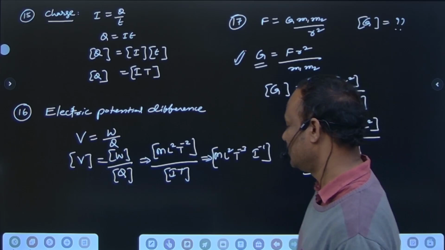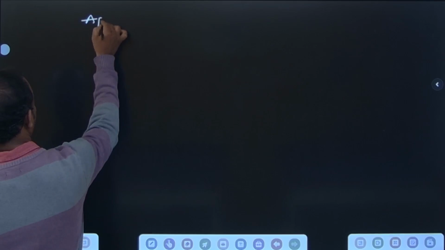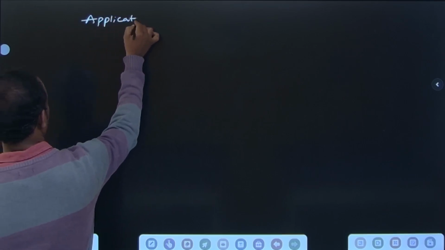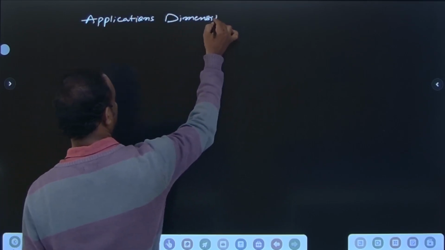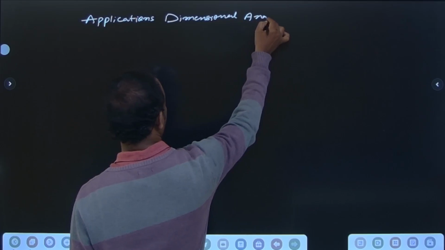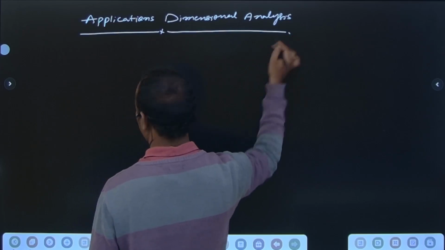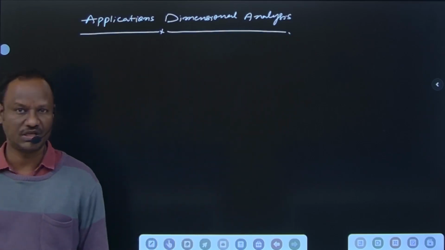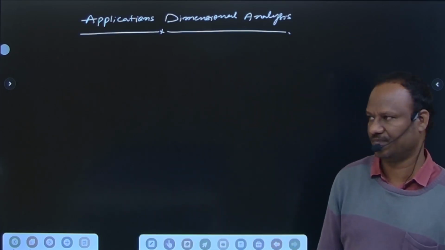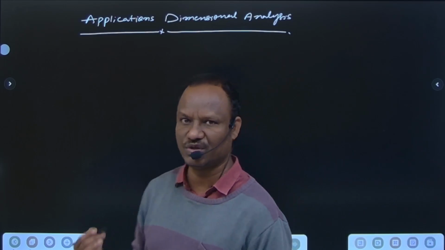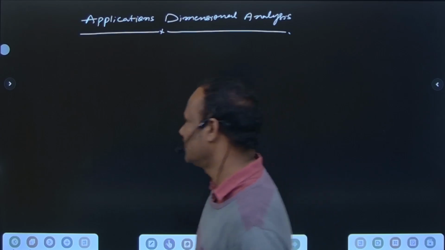Okay. So after this, what are the applications? Applications of dimensional analysis or dimensional formula. What are the applications? What are the uses? Okay, first one is about to check the correctness of equation or to convert one system of units into another system, and next one to know the relation between physical quantities.